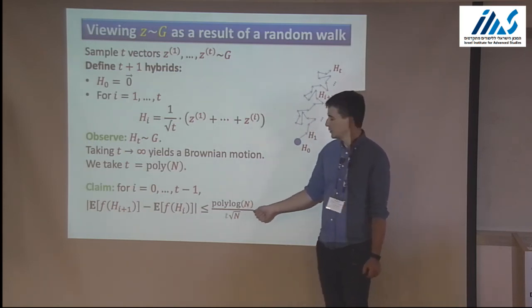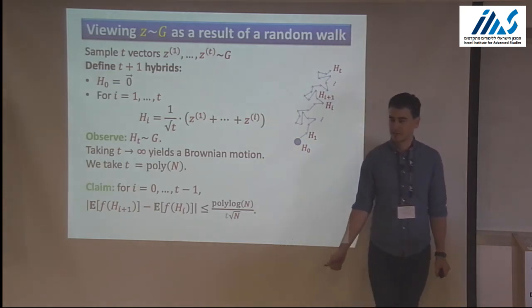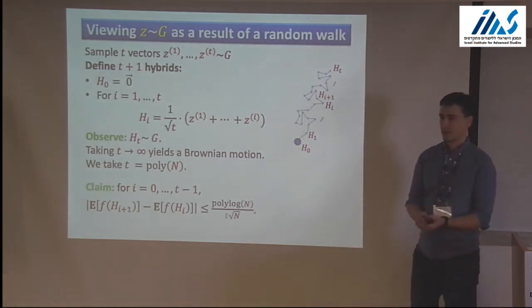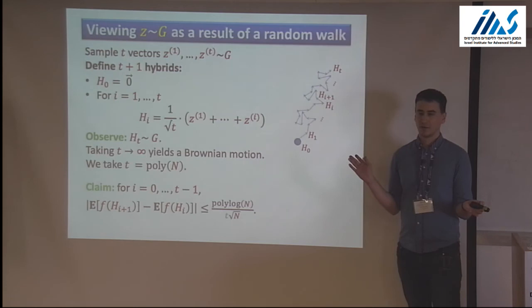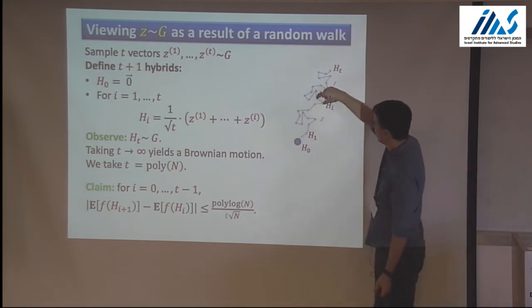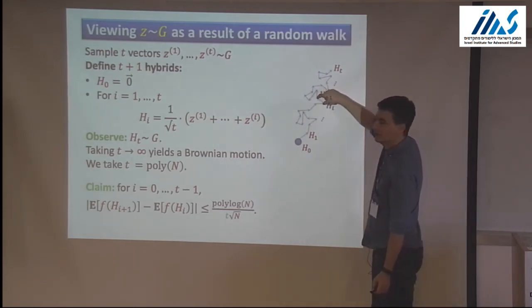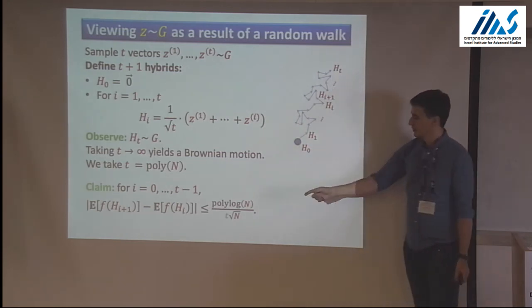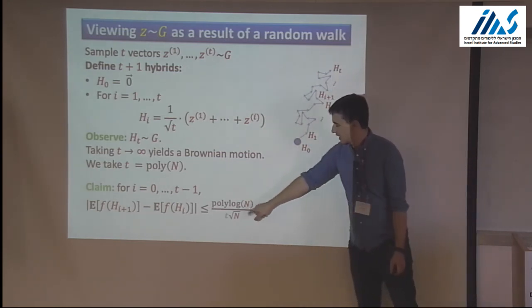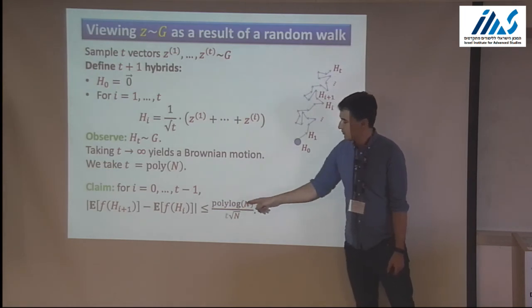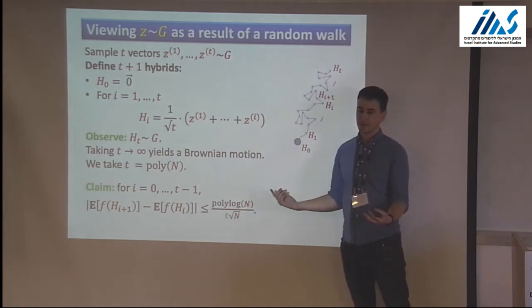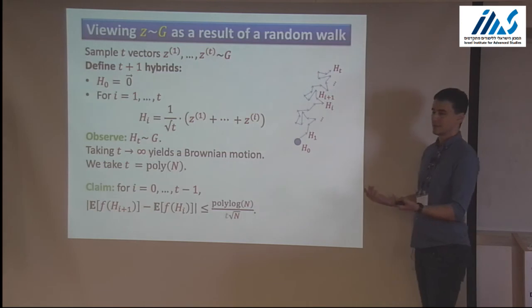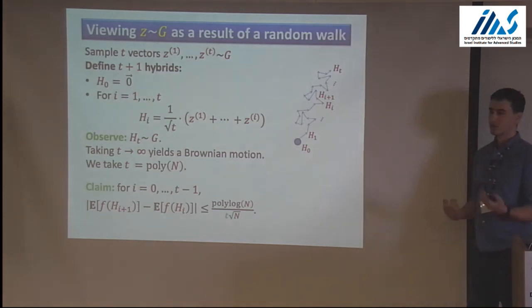Now, why would this claim be enough for the final statement? We can just apply the triangle inequality, right? If we know that the difference between each two consecutive hybrids is small, then we know that the difference between the first one and the last one is not too big. How big? The sum of these. Each one contributes polylog divided by t times square root n. I have t of them, so overall the difference is at most polylog divided by square root n.